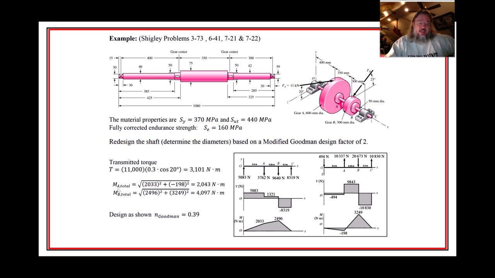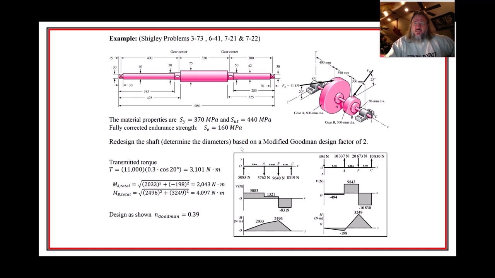And then I say the maximum moment at A is 2043, right? So that's going to be right here at the center of A, and 4097 right here at the center of B. And as designed, they get a 0.39. Here's your shear moment diagram. So you're going to have to do all of this by hand, but then we're going to proceed with the rest of it.